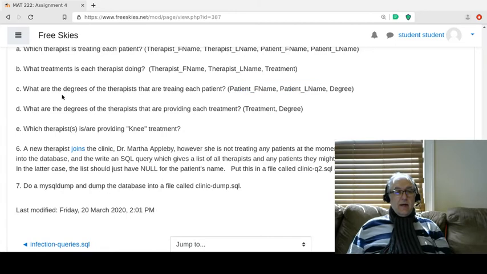So basically, again, I want to know what are the degrees of the therapists that are treating each patient. So you'll have the patient name and the degree of the therapist that is treating that patient.